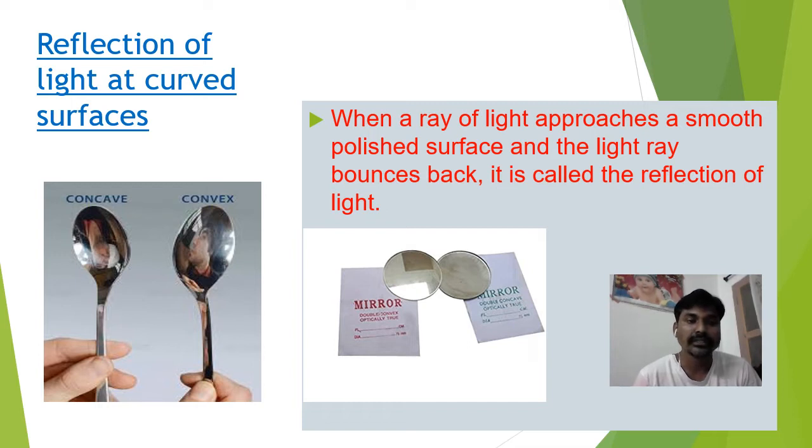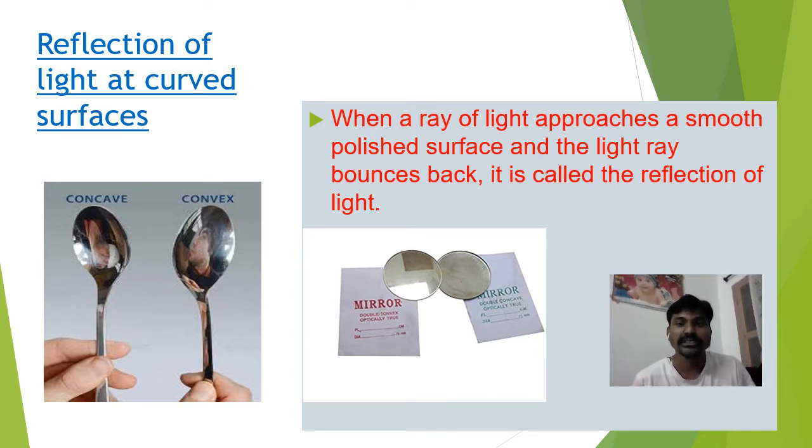What can a mirror do? Mirror reflects the light. Then only we can see the image on the mirror. Without a reflection of light, we cannot see our face on the mirror. So first of all, we see what is a reflection of light. So here the definition of reflection of light, here we can see in the slide, it is when a ray of light approaches a smooth polished surface and the light ray bounces back, it is called the reflection of light.